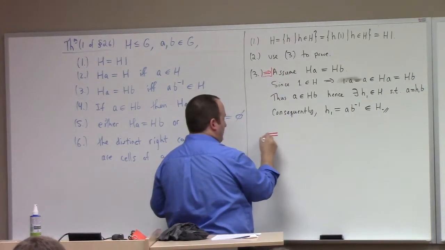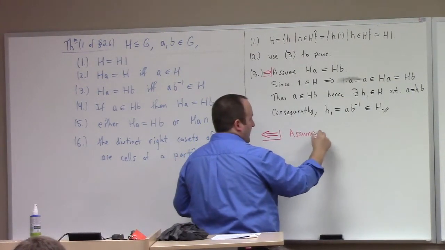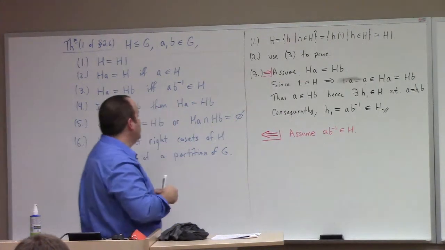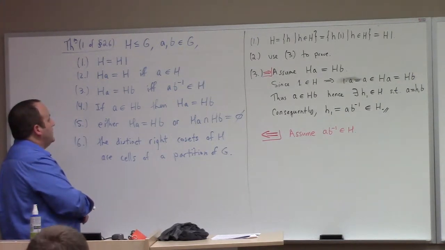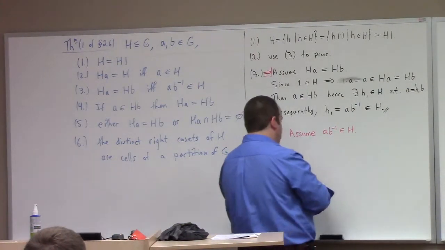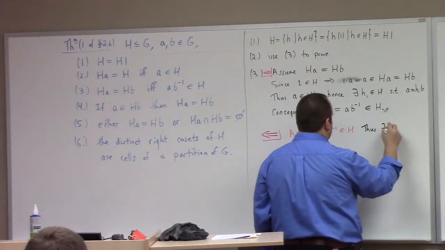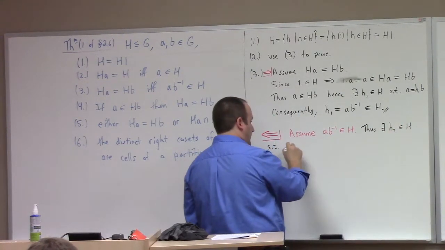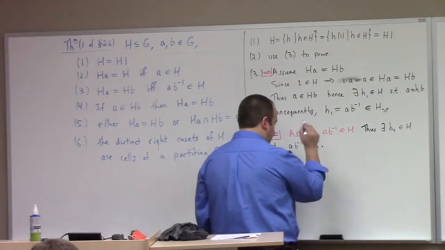Now let's go the other way. Assume that ab inverse is an element of H. What's our goal? We would like to show that Ha is equal to Hb. So if ab inverse is an element of H, thus there exists, let's say, h2 in H such that ab inverse is equal to h2.